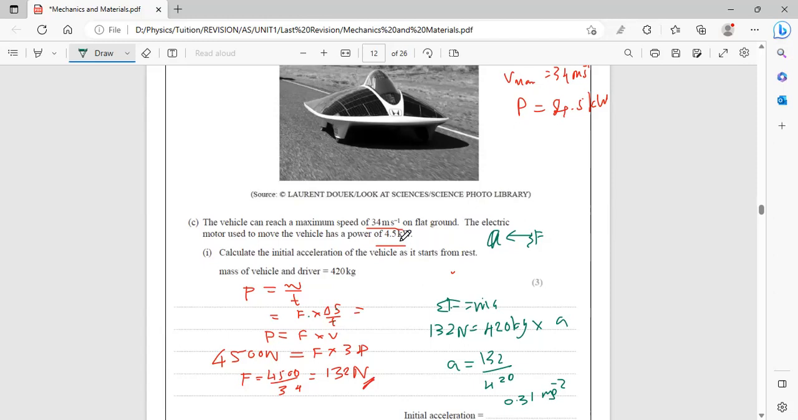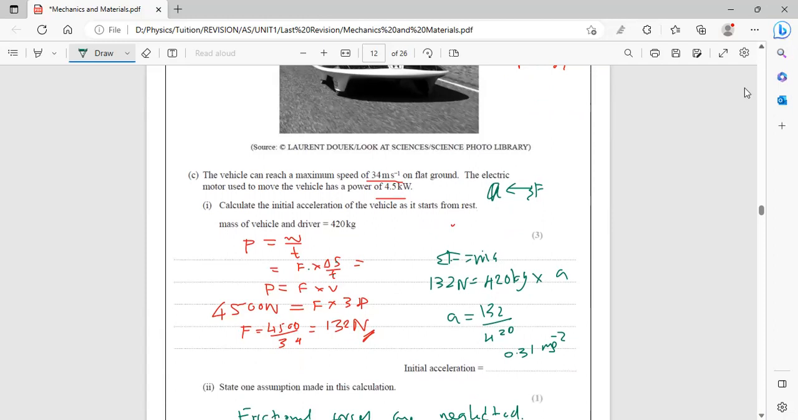Power is 4.5 kilowatts, that is 4,500 watts. The force found would be the average force, which can vary. Velocity is 34. So the force is 4,500 divided by 34, which is 132. Now we have the force. You can use F equals ma to find the acceleration. Force is 132 equals mass 420 times acceleration, giving 0.31 meters per second squared.